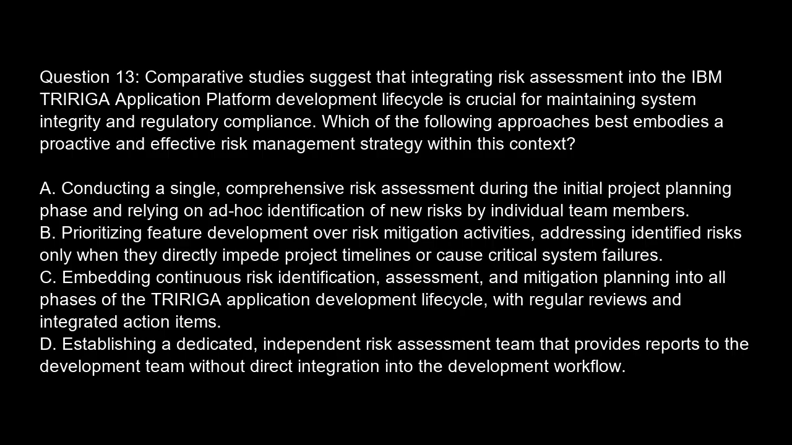Option A. Conducting a single, comprehensive risk assessment during the initial project planning phase and relying on ad hoc identification of new risks by individual team members. Option B. Prioritizing feature development over risk mitigation activities, addressing identified risks only when they directly impede project timelines or cause critical system failures. Option C. Embedding continuous risk identification, assessment, and mitigation planning into all phases of the TRIRIGA application development lifecycle, with regular reviews and integrated action items. Option D. Establishing a dedicated, independent risk assessment team that provides reports to the development team without direct integration into the development workflow.